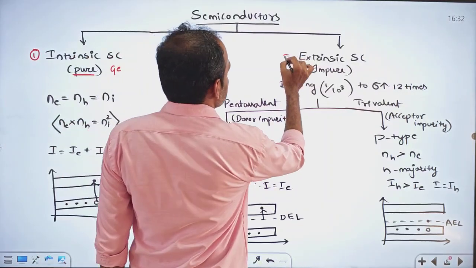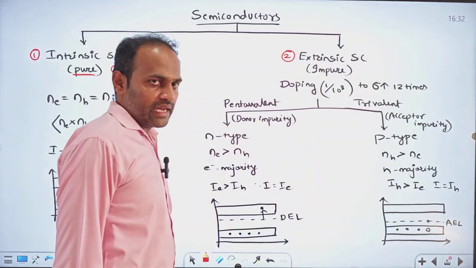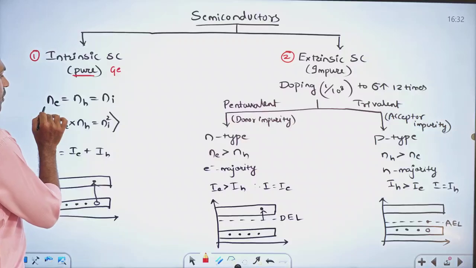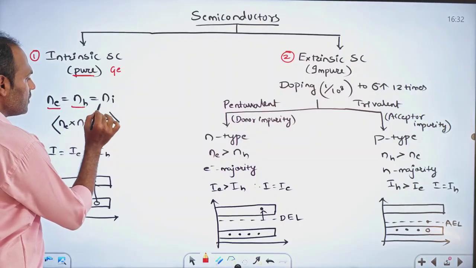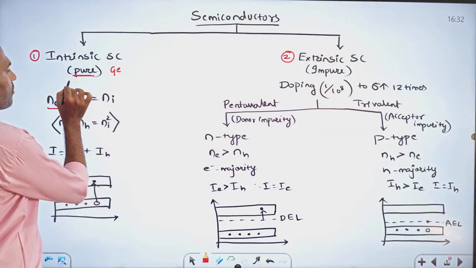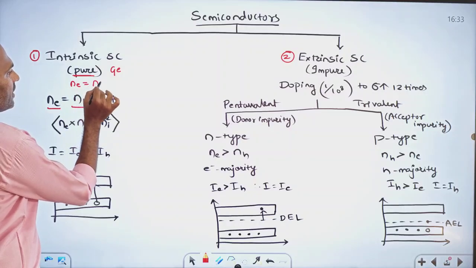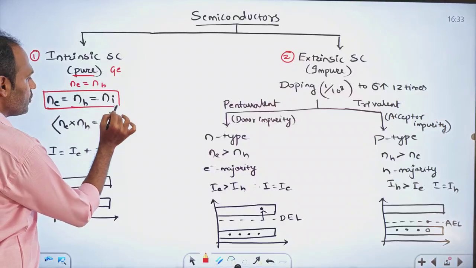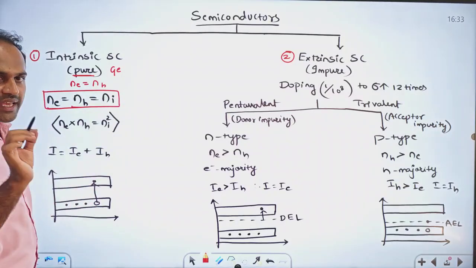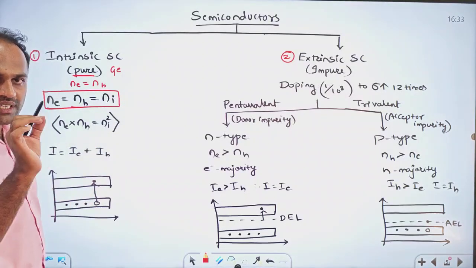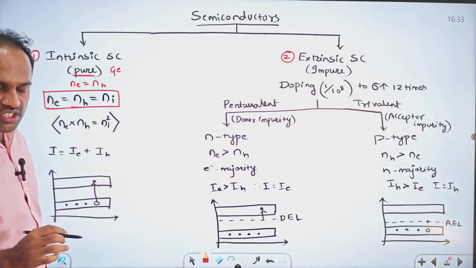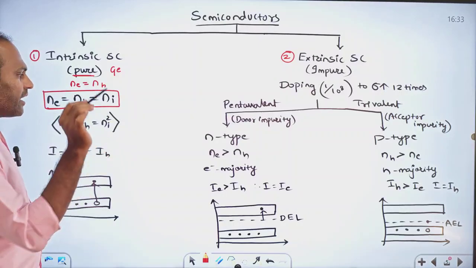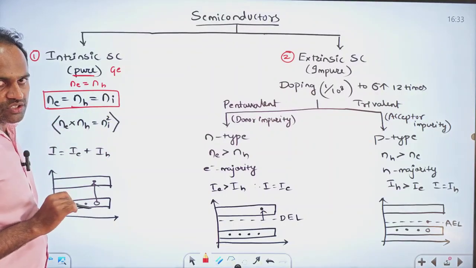Second type is extrinsic semiconductor, which is impure. See, in intrinsic semiconductor, the number of electrons and number of holes will be equal. Where in intrinsic semiconductor, these both will be equal. So the number of electrons and number of holes is equal to Ni. Ni is called intrinsic carrier concentration. So the number of electrons, number of holes, these both will be equal, and that will be equal to intrinsic carrier concentration, right?